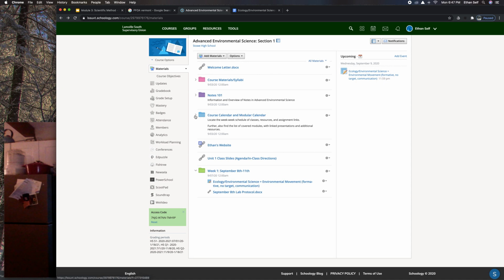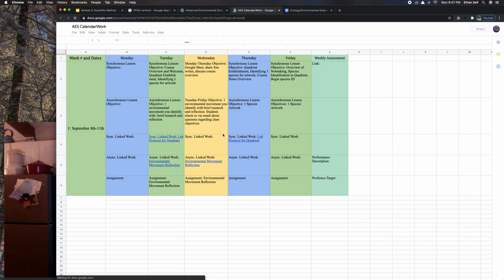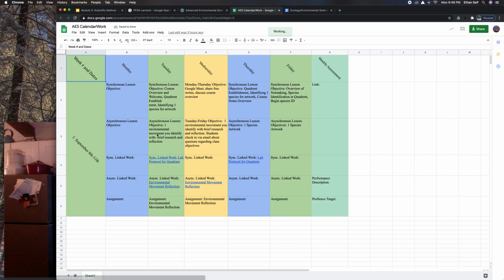Just to give you an idea, today is your asynchronous day, so you're going to be working on your environmental movement. You would know that because if you go to the APES calendar, you'll see that on Tuesday, if you're asynchronous, your objective is to talk about one environmental movement that you identify with. Tomorrow, you're going to meet with me in Google Meet. You're going to share what you wrote. We're going to discuss questions you have about the course.